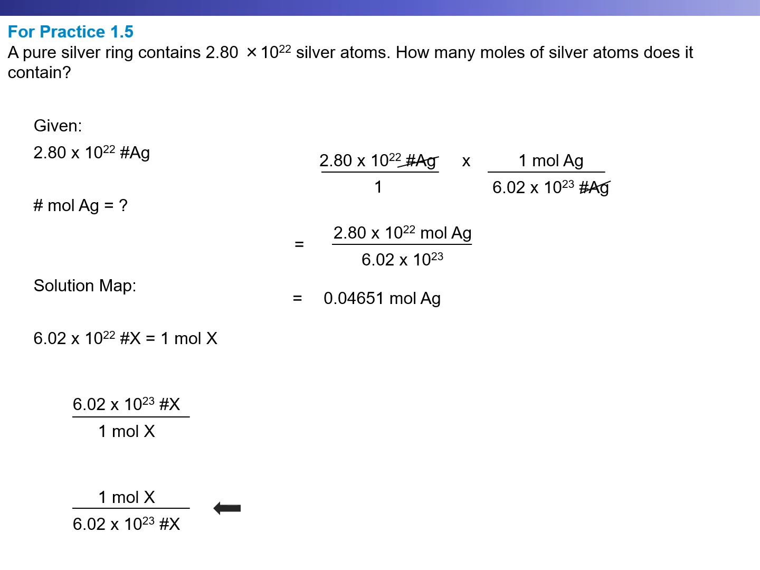You could leave it like this, but I know in the back of the book it's actually put in scientific notation. Scientific notation requires that in the mantissa, the numeric part of the term, you have one number to the left of the decimal place and then two numbers to the right of the decimal place. So we can do that, and that means we're going to end up with 4.65 times 10 to the negative 2 moles of silver.